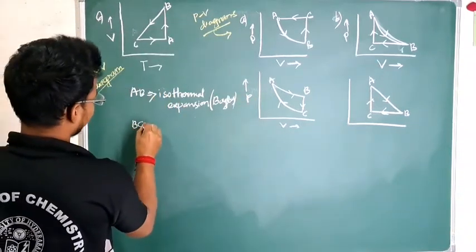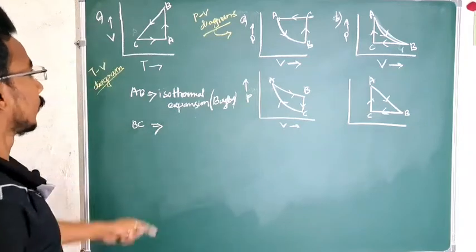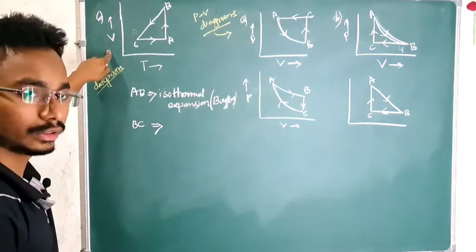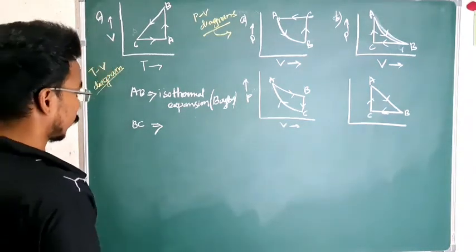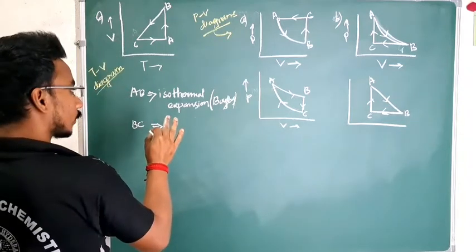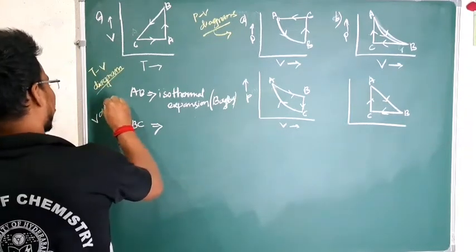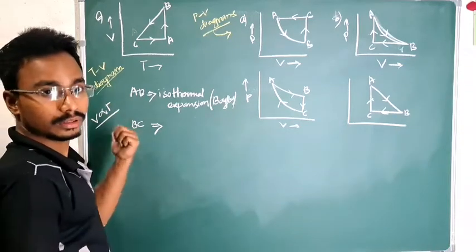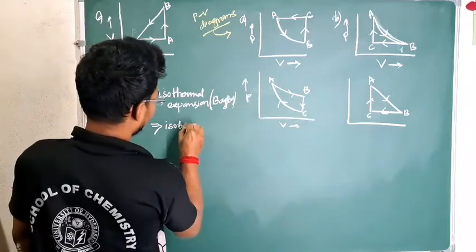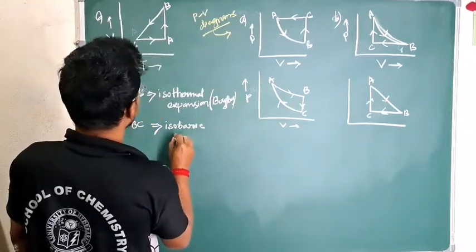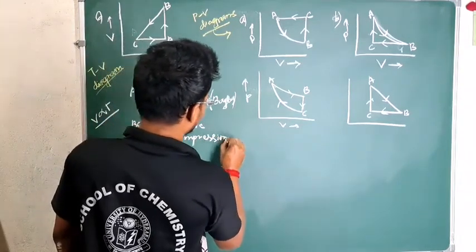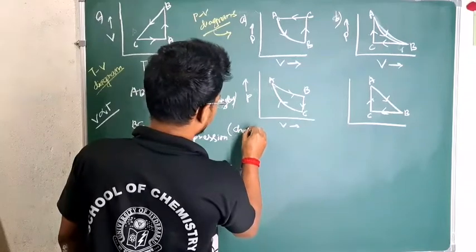Next, BC. B to C: temperature is decreasing, and volume is also decreasing. What is this? This means V varying, T varying. V varies with T. What is this equation? Charles law. This is isobaric compression because V is decreasing. Charles.